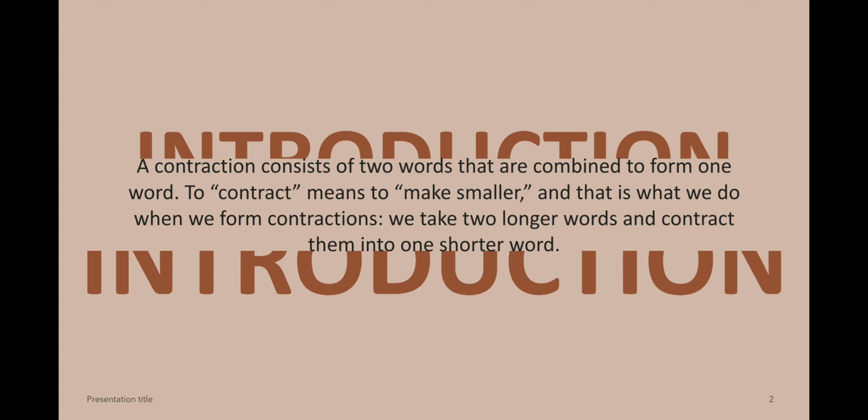First of all, let's just understand what contractions are. A contraction consists of two words that are combined to form one word. To contract means to make smaller, and that is what we do when we form contractions. We take two longer words and contract them into one shorter word.